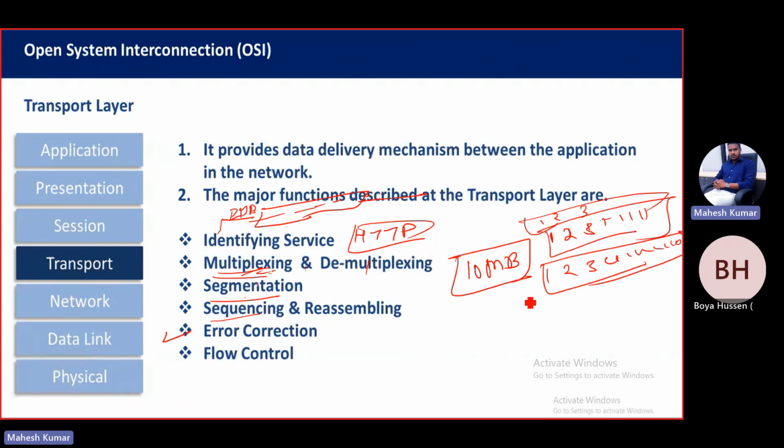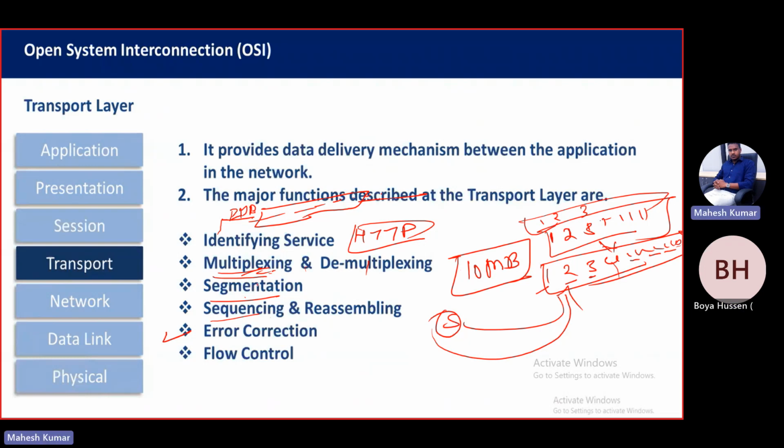Error correction means, suppose the receiver has received the first, second, third, fifth, sixth, seventh, eighth, ninth, and tenth, but did not receive the fourth one. It will send a message to the sender that I received 1, 2, 3, 5 to 10 but did not receive the 4. So again the sender will send the message with the correct one.